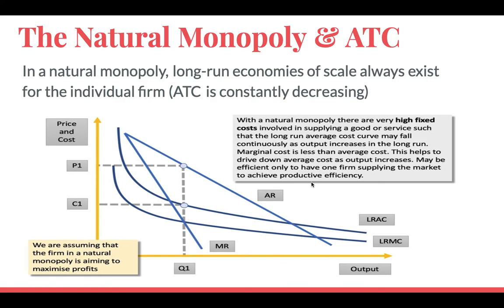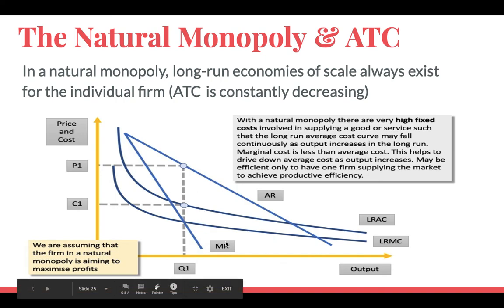This is a unique situation where economies of scale are always in effect, but this is what we call a natural monopoly. If you're ever faced with one of these, don't treat it any differently than you would a regular monopoly. Okay, the profit maximizing output is still going to be the marginal principle, where MR equals MC.